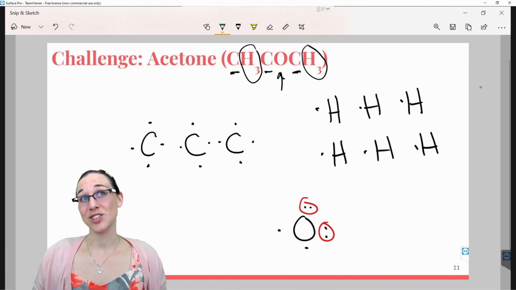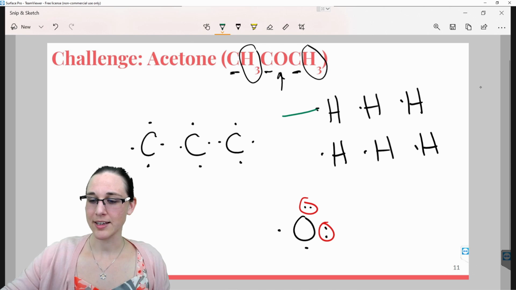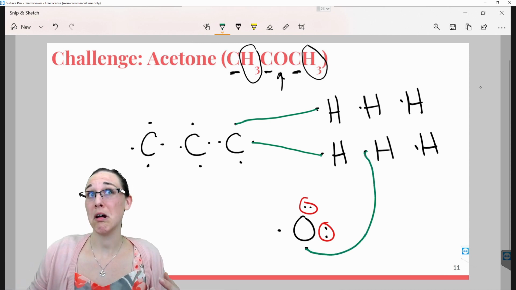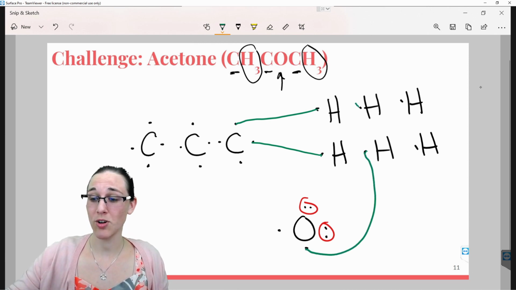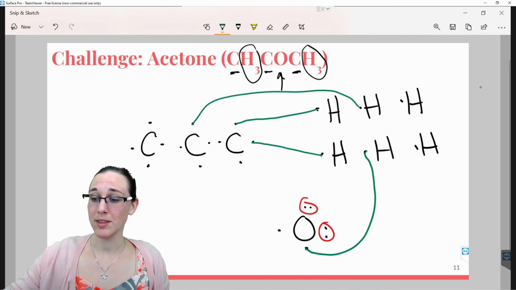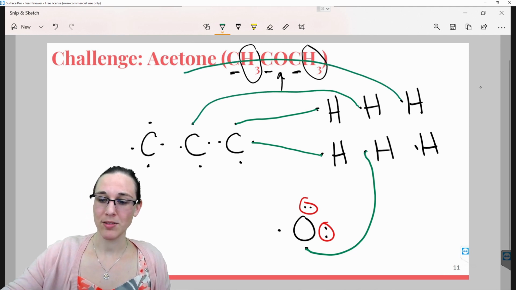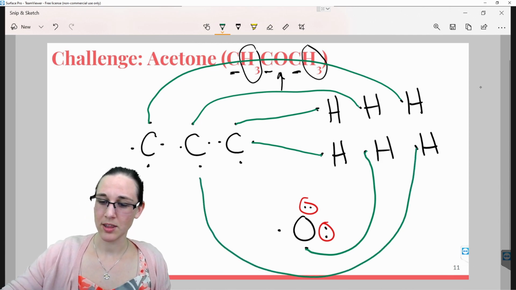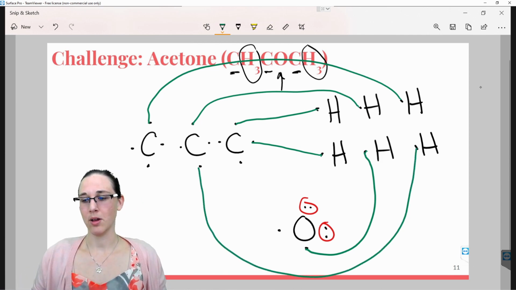First, let's get the hydrogens on there. I'm going to connect a hydrogen to a carbon, hydrogen to a carbon, maybe a hydrogen to an oxygen. I don't know, let's try it. We've got to make sure they're all connected somehow. How about this hydrogen there? How about this hydrogen there? How about this hydrogen there? Okay, now let's see what else we can do.